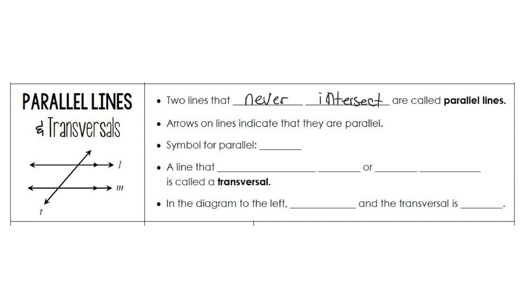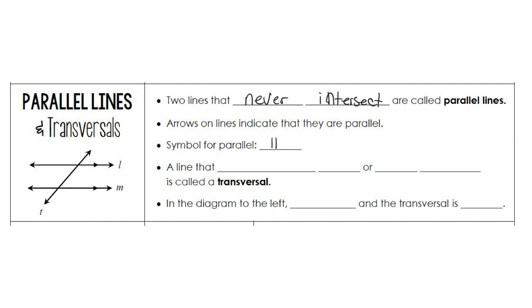The arrows on the lines indicate that they are parallel. So these little markings right here, notice how they both have the same little markings? That means those two are parallel. The symbol for parallel lines is this, two lines up and down.